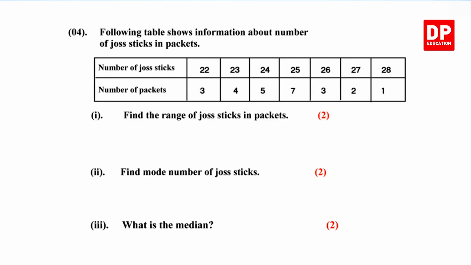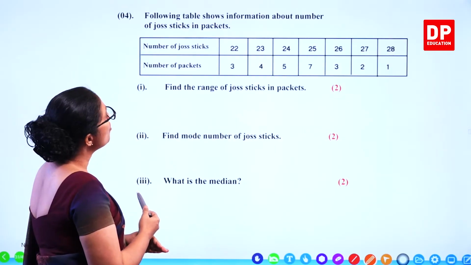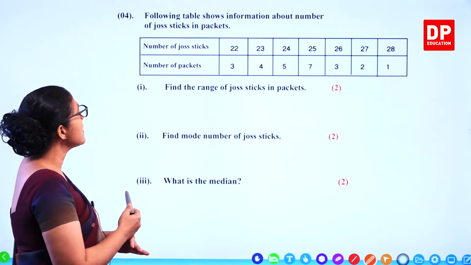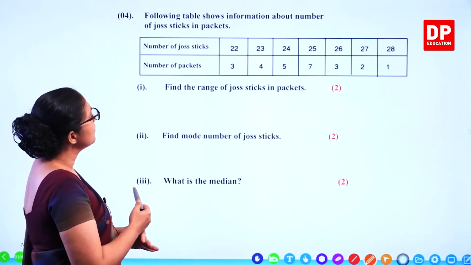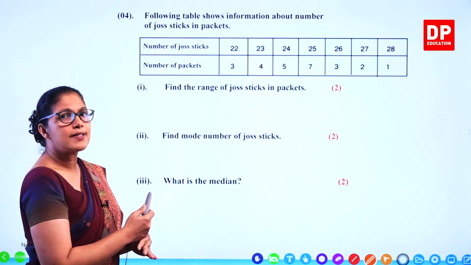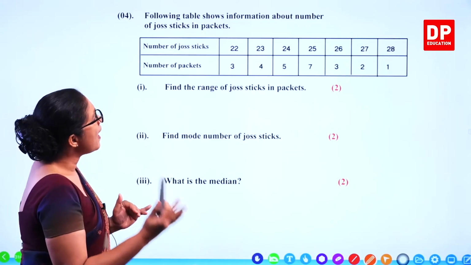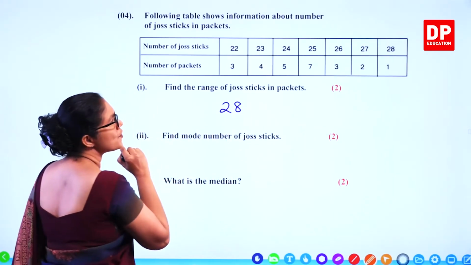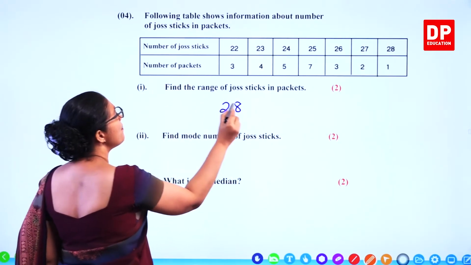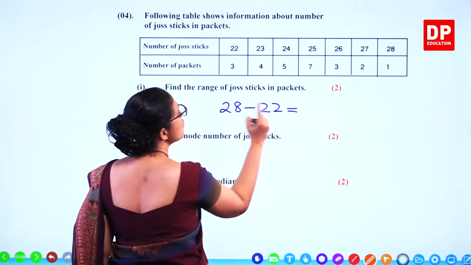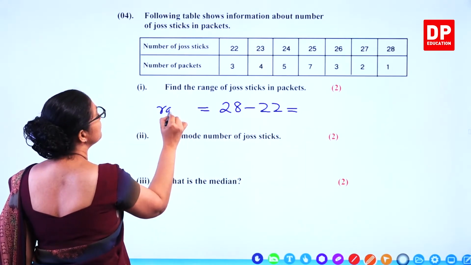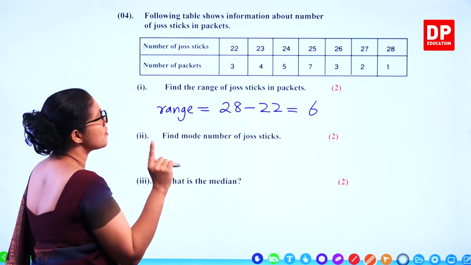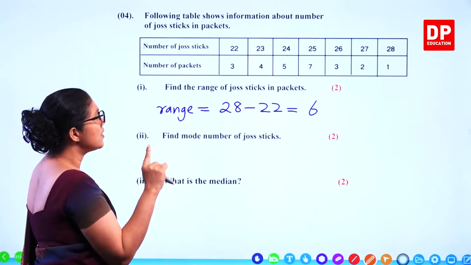Question number 4. The following table shows information about the number of joysticks in packets. Number of joysticks and number of packets are given. Find the range of joysticks in packets. So range means maximum minus minimum. 28 is the maximum number of joysticks in a packet. What's the minimum? 22. So the difference is called the range. So you get 6 joysticks.